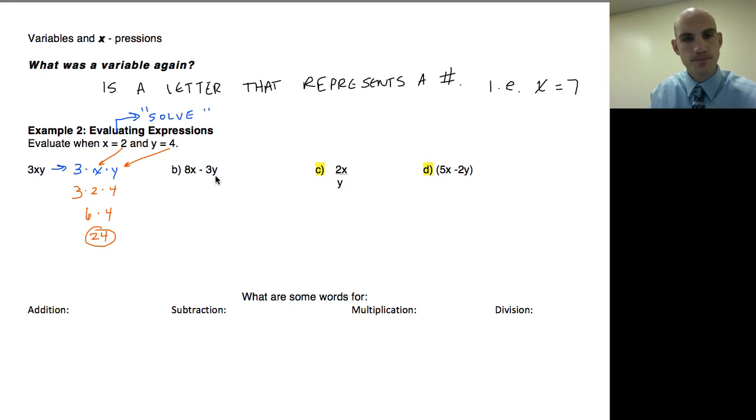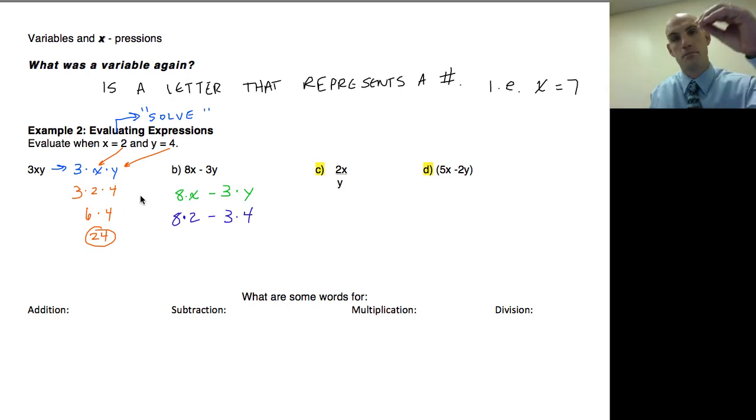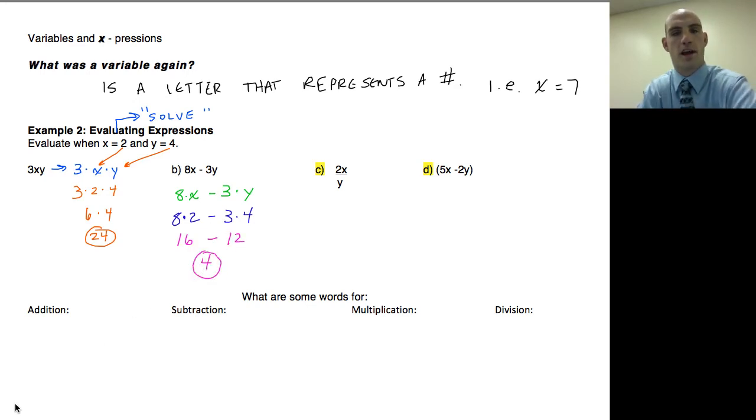The next one. Really this means 8 times x minus 3 times y. Well, if we substitute in, once again, that's going to be 8 times 2 minus 3 times 4. Order of operations tells us we need to do the multiplication first, so this is going to be 16 minus 12, and that's going to give us 4 for our answer.